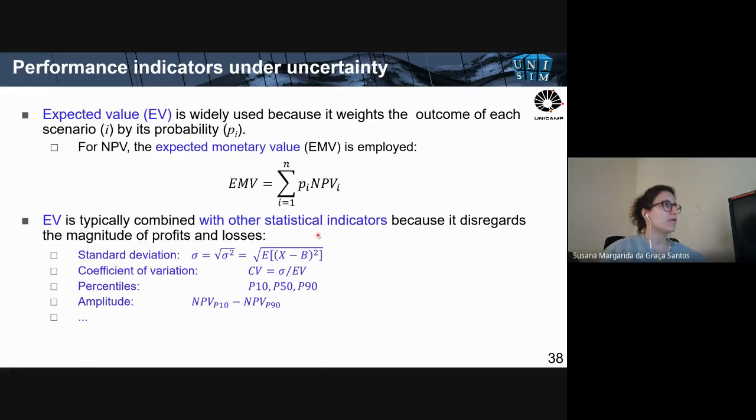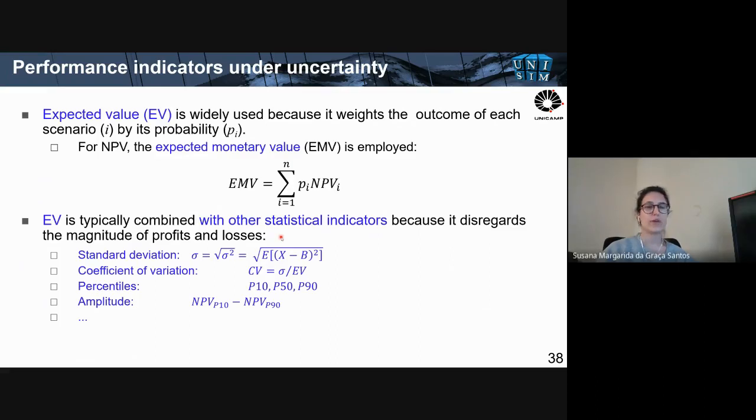But we'll see this in a second, okay? And sometimes using this value, which is like an average or an expected value, we can use this for other indicators. You can have the expected recovery factor, the expected NPV, and so on. But this is just an average value, okay? So you'll see that we have other statistical indicators, okay?